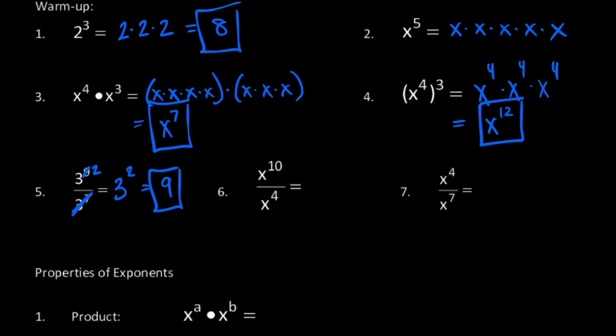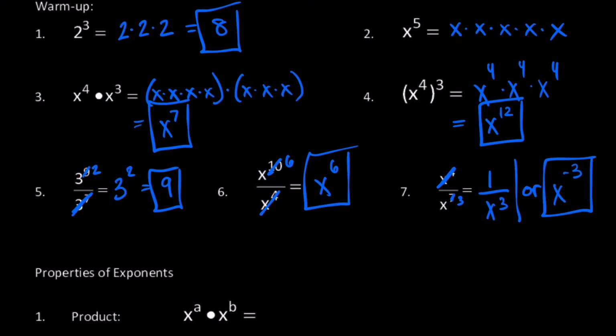Here again, if you picture what x to the 10th looks like, x times x times x, so on and so forth, 10 times, that's x times x times x times x. These 4 cancel with 4 of those, so you're just left with 6. That is x to the 6th. Likewise here, 4 of those cancel with 4 of those, so we're left with x cubed, so that's 1 over x cubed, which is x to the negative 3. So another property of exponents there we're going to go over momentarily.